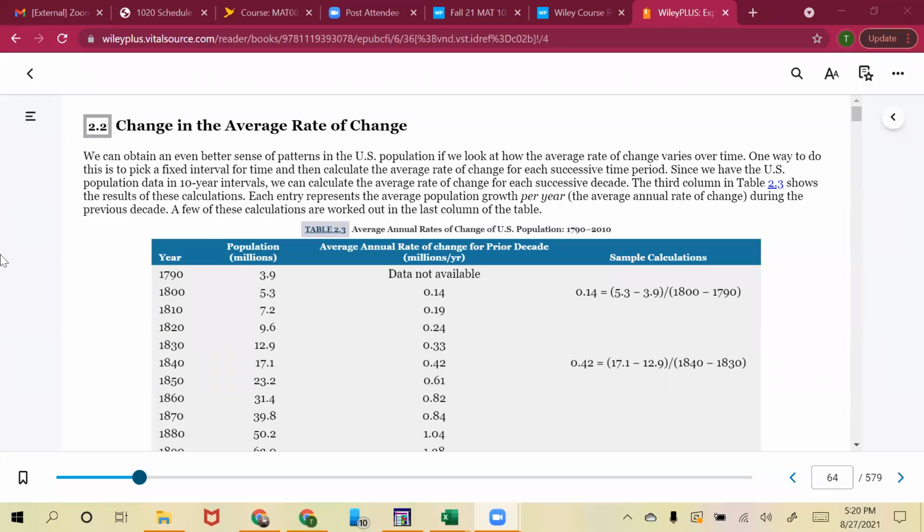Okay, and we're back for section 2.2. So let me pull up our screen here. Where are we at? So section 2.2 is all about the change in the average rate of change.